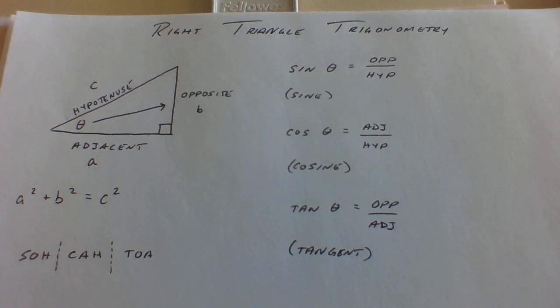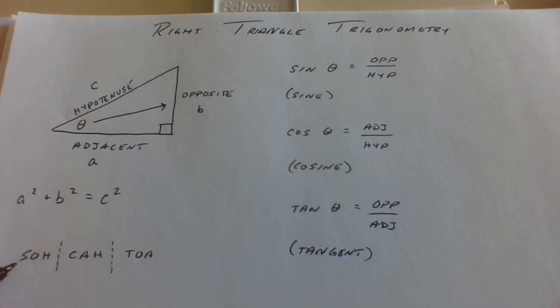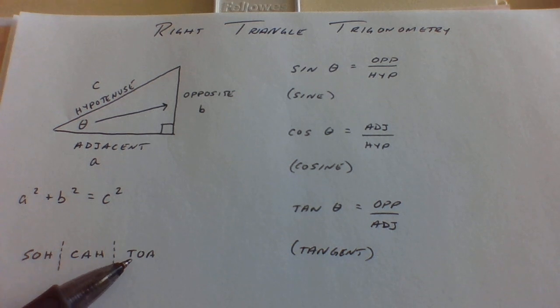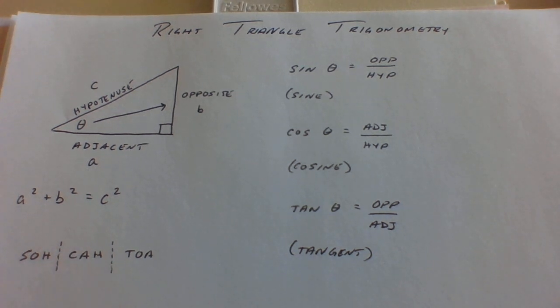If you've taken trig before, you've probably heard the phrase Sohcahtoa. This is a little mnemonic to help you remember those 3 trig functions. Sine is equal to opposite over hypotenuse. Cosine is adjacent over hypotenuse. And tangent is opposite over adjacent. Let's take a look at the other 3 trig functions.